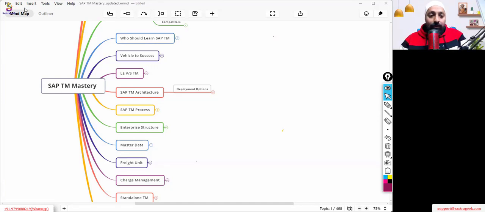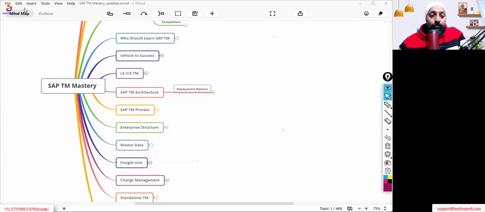The first question I have is from Gino: in embedded TM, do we require the shipment document or is it replaced by the freight order? No, the shipment document is replaced by the freight order in the embedded TM also, and in the standalone TM also, we don't have a shipment document. It is replaced by the freight order. That's a correct statement.